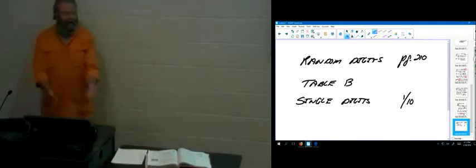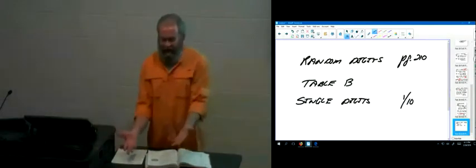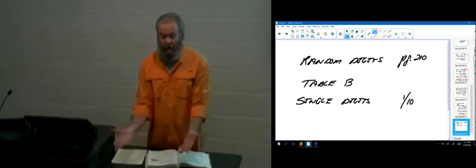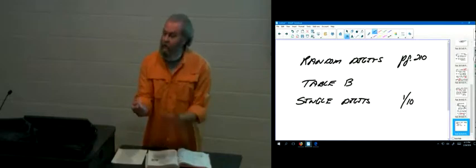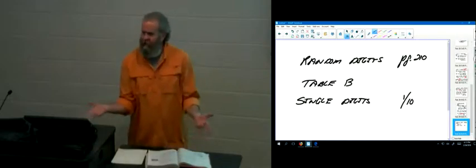Think about it like this. How did they come up with this table of random digits? They had a hat, they had 10 strips of paper with the digits 0 through 9 on them, and they drew one out. They wrote it down, put it back, drew another one out, and wrote down the number. That's how they made the table of random digits.